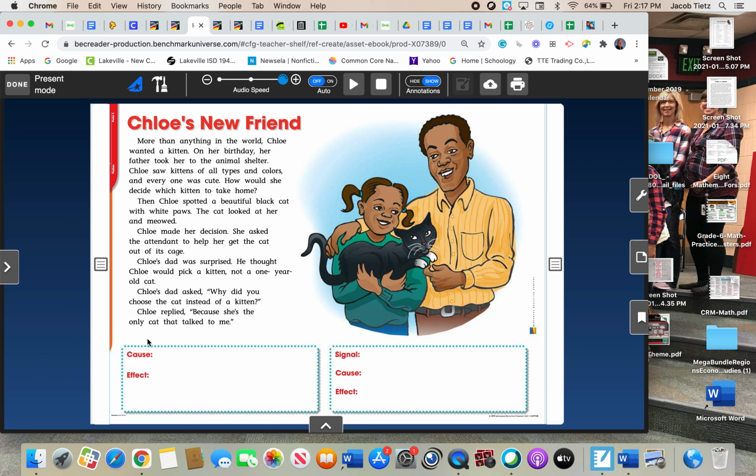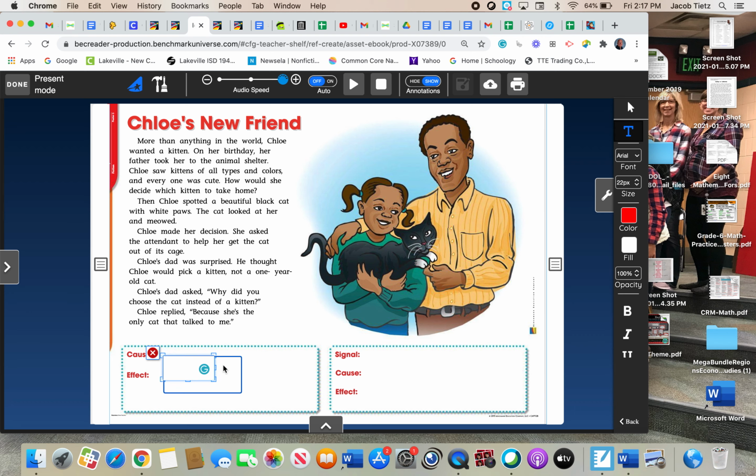Okay? So, the first cause, let's think about why they were there. Why did they go there? Well, the reason they went there was... let's get rid of that. Let's delete it. Let's do a text box again. There we go. What is the main cause? Well, Chloe wanted a kitten. Now that was the cause.